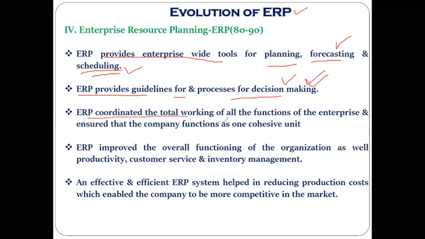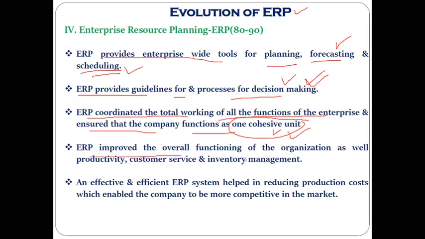ERP coordinates the total working of all functions of the enterprise and ensures that the company functions as one cohesive unit, but not as isolated units. So if ERP gets utilized, all the business units can get linked with each other, all the functional departments can link with each other. And because of that we can consider the system is working as a single, cohesive unit, not working in an isolated manner.